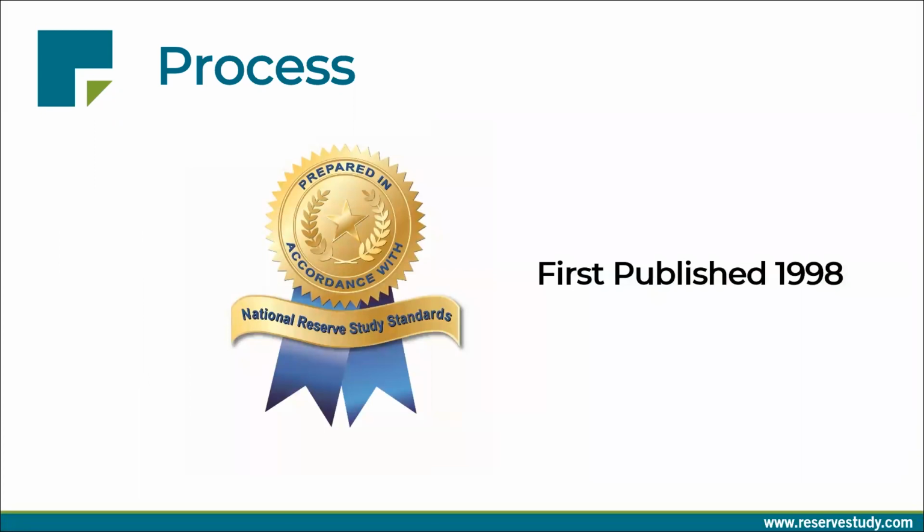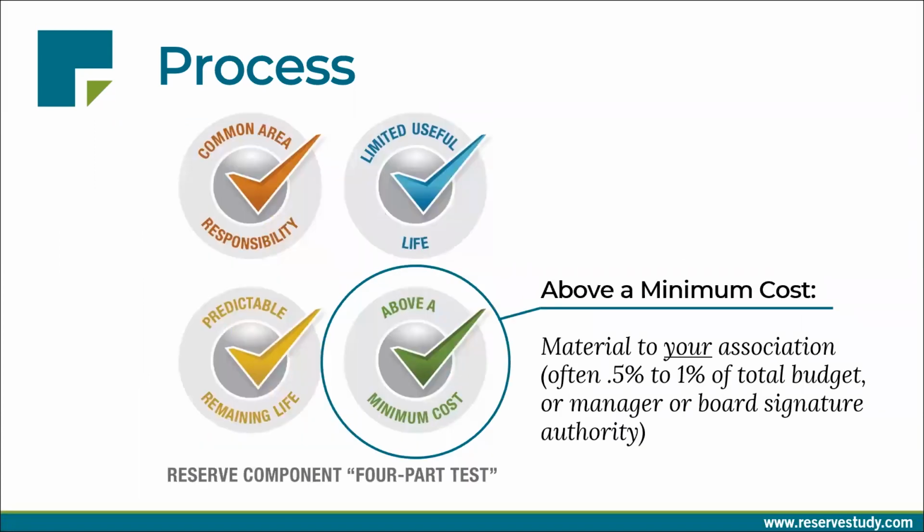So we have National Reserve Study standards. They were first published in 1998, and one of the foundational issues of National Reserve Study standards was the four-part test that defines what you should fund through reserves. And as you can see here, it's common area maintenance responsibility, a life-limited project with a predictable remaining life, not random, and above a minimum cost.